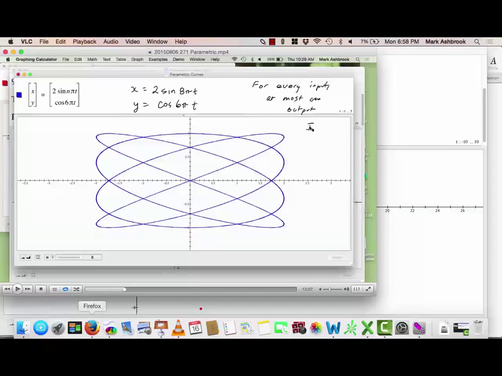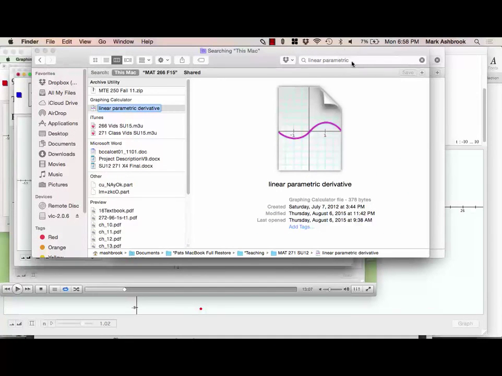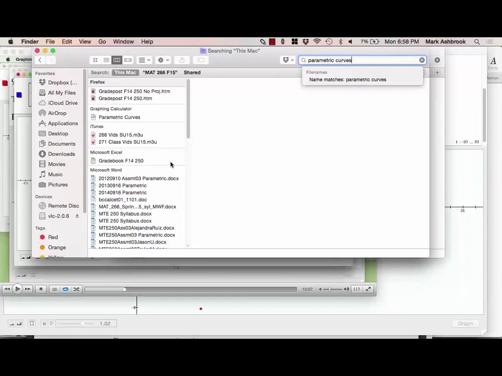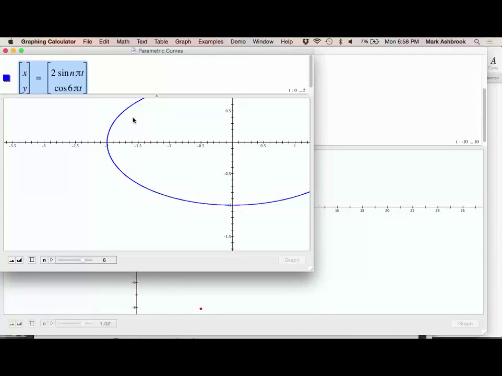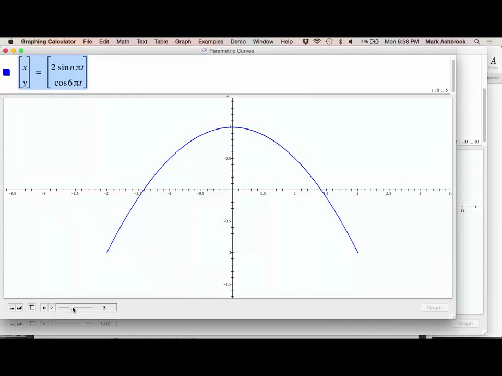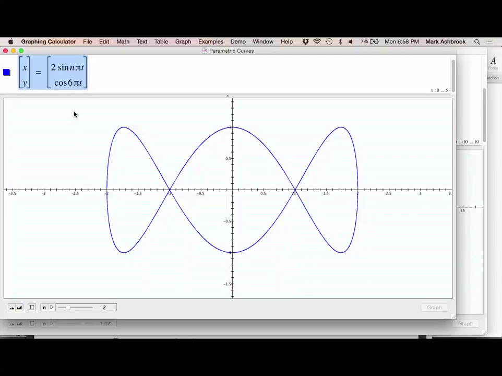Parametric curves. Okay, here's that one that you're oohing and aahing over. So I've got this as x equals 2 sine of some coefficient t, and y equals cosine 6 pi t. And if I change that coefficient in x is when I get these different variations. So these are all different functions. I'm changing this value n right here.